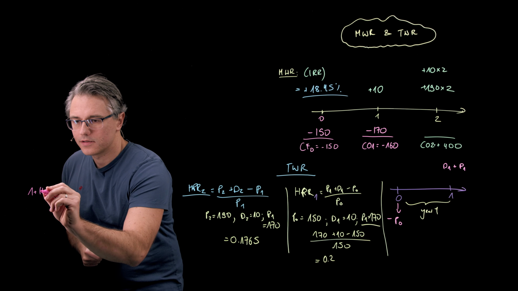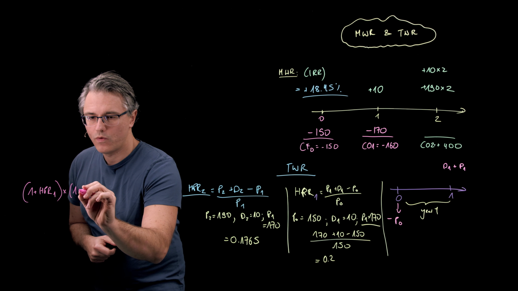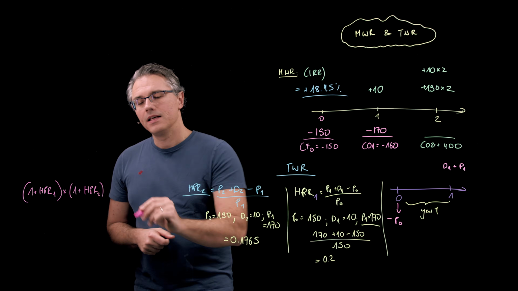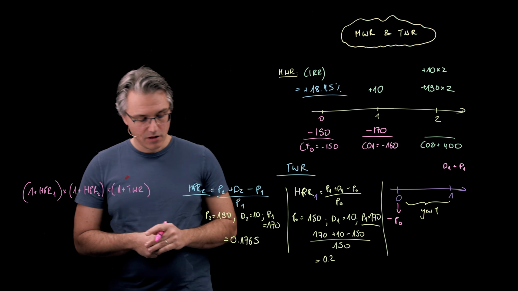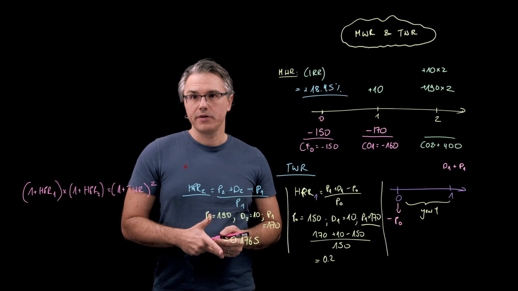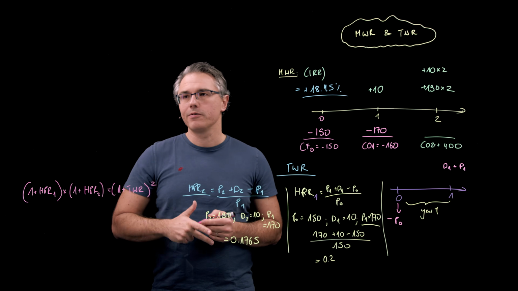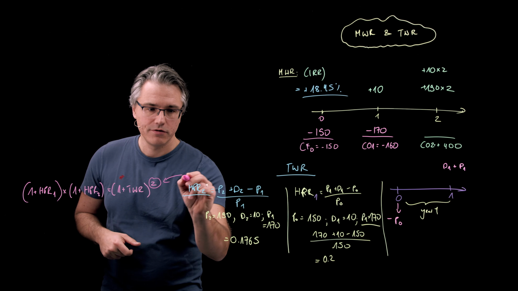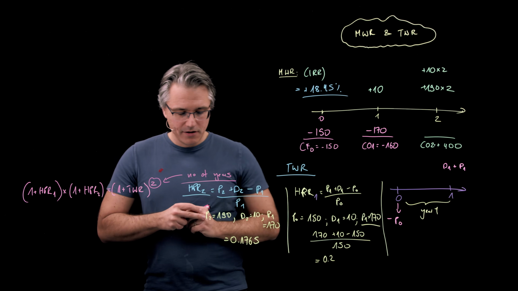1 plus the holding period return from time 1 times 1 plus the holding period return from time 2 is equal to 1 plus the time-weighted return for the entire investment horizon squared. Now, if we had more than one period, for example, 3 years, this would be cubed because we would have another component here on the left-hand side. So squared because we've got 2 years, or the number of years in this scenario.